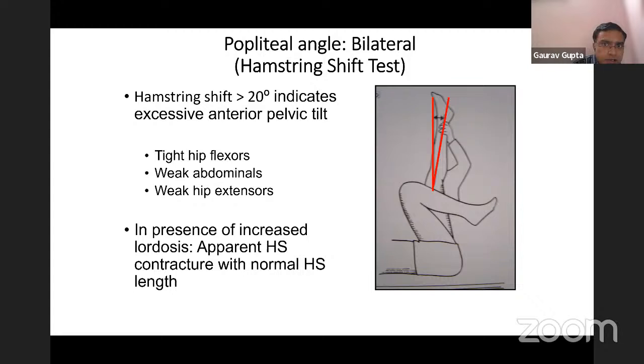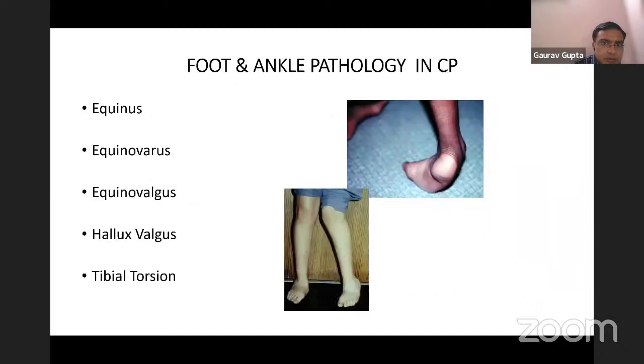There is one more angle, which is known as popliteal shift, where we are checking the R1 and R2 as suggested in the Tardieu scale. And this change can tell us whether we should release the hamstrings or use Botox. So popliteal shift is different from hamstring shift. Then we assess the foot, and we can have equinovarus, equinovalgus, hallux valgus, and tibial torsion.